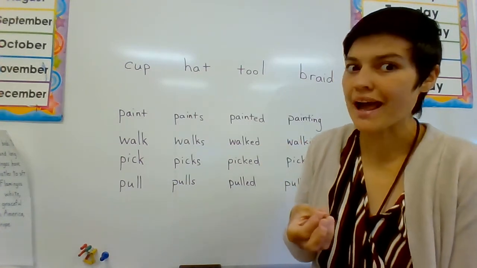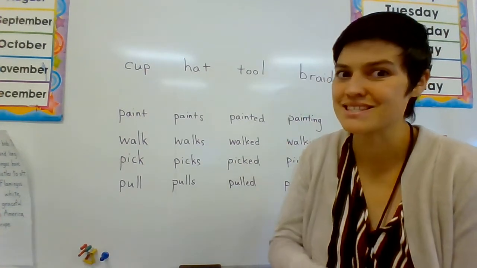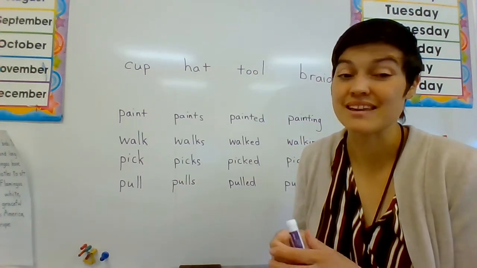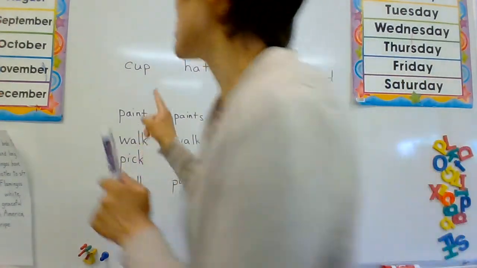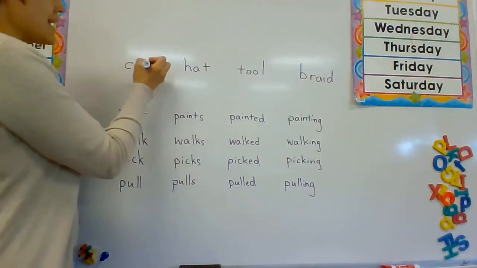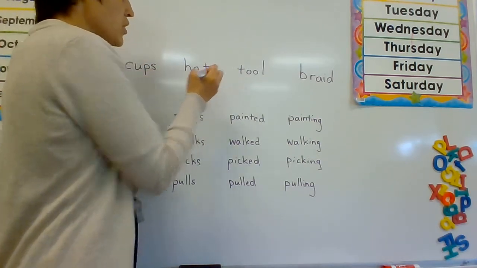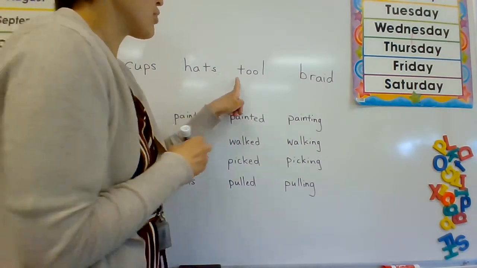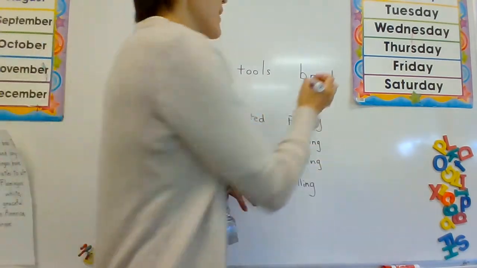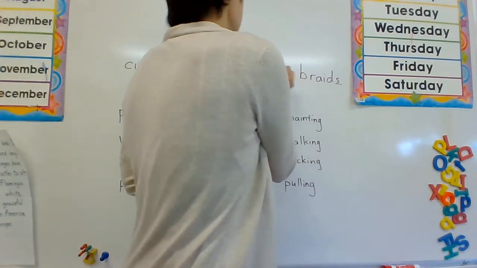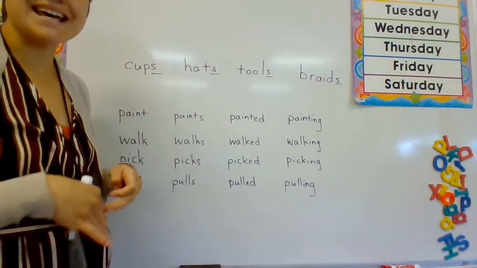Now, remember, in order to make a naming word or a noun talk about more than one thing, you have to put an S at the end. Usually you put an S at the end. So let's make all of these words stand for more than one. So one cup, many cups. One hat, two hats. One tool, three tools. One braid, seven braids.